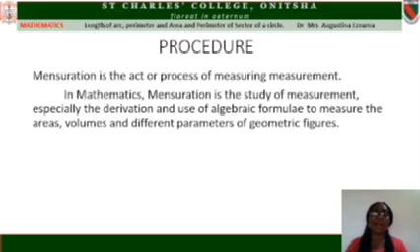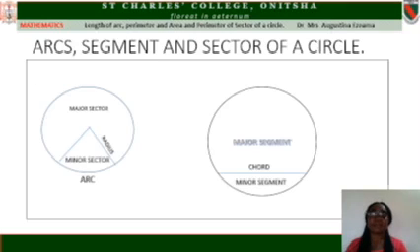Mensuration is the act or process of measuring, measurement. But in mathematics, mensuration is the study of measurement, especially the derivation and the use of algebraic formulae to measure the areas, volumes, and different parameters of geometric figures. We are going to look at those geometric figures.